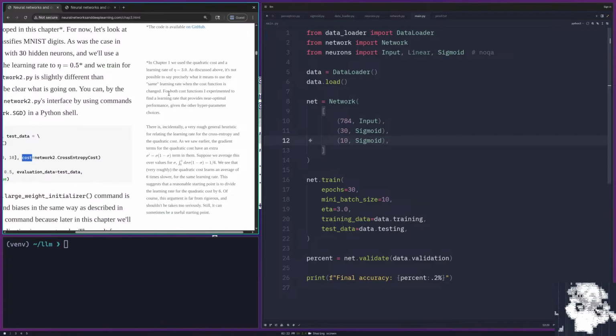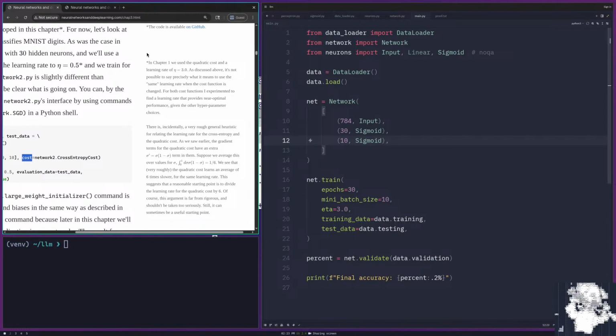Asterisks, or footnote. In Chapter 1, we used the quadratic cost and a learning rate of eta equals 3.0. As discussed above, it's not possible to say precisely what it means to use the same learning rate when the cost function is changed. For both cost functions, I experimented to find a learning rate that provides near optimal performance given the other hyperparameter choices. There is, incidentally, a very rough general heuristic for relating the learning rate for the cross entropy and the quadratic cost.